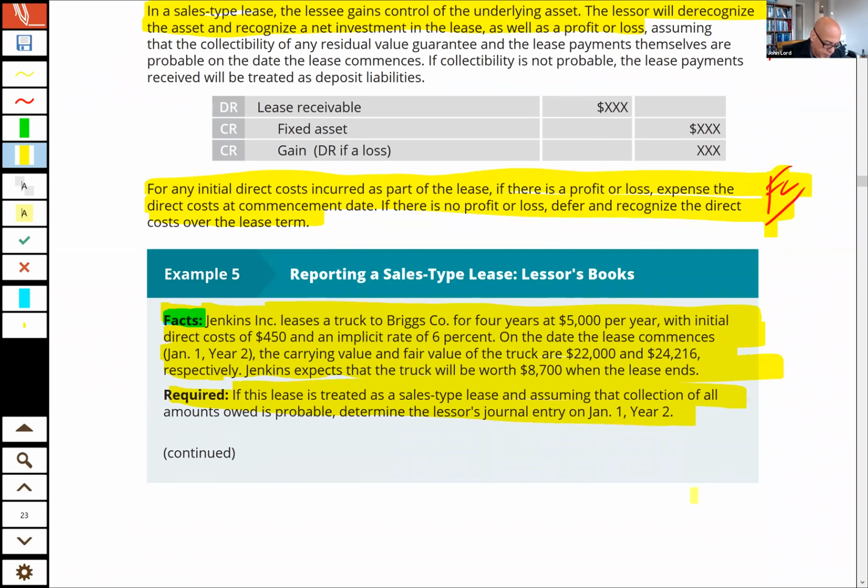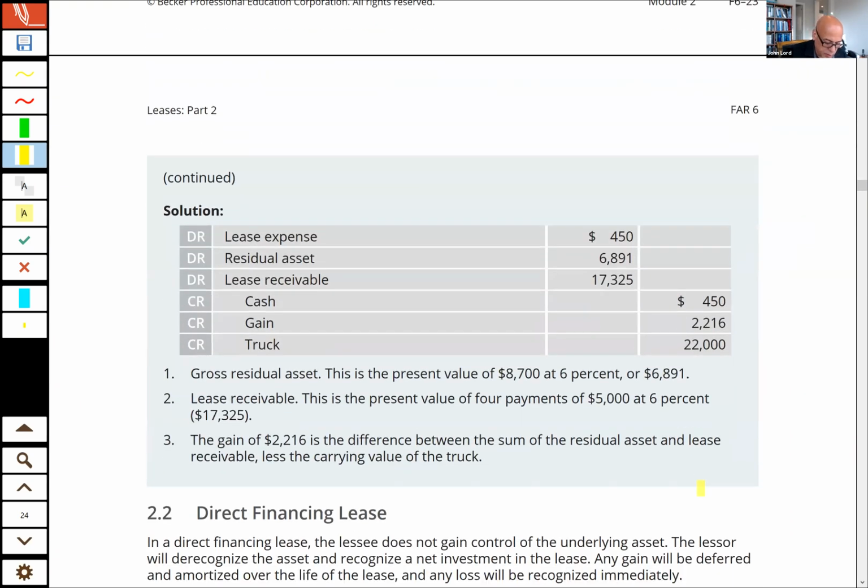So let's take a look. The present value of this $8,700 at 6% is $6,891. So we recognize the residual asset. And the present value of the 4 payments is $17,325. We set that up as a lease receivable. That's what they meant by recognizing their net investment in the lease. It's what they're going to get back on this property, because the property is going to come back to them at the end, plus whatever cash they're going to get. So that residual asset, the present value of that, plus the cash that they're going to get, that's their net investment in the lease.